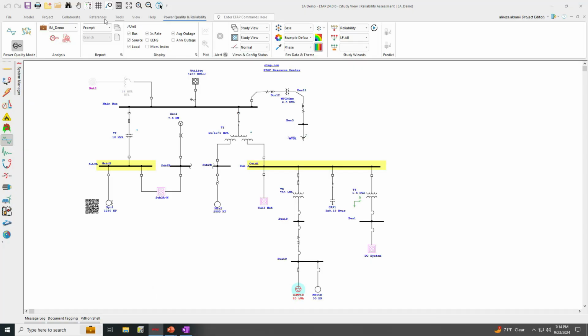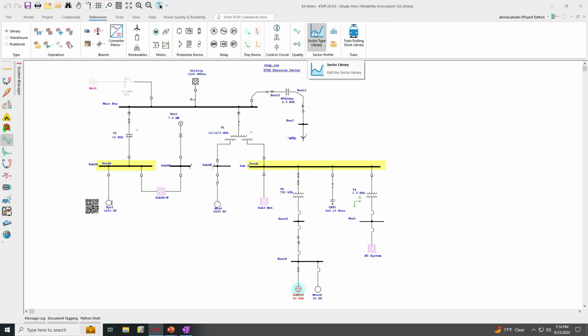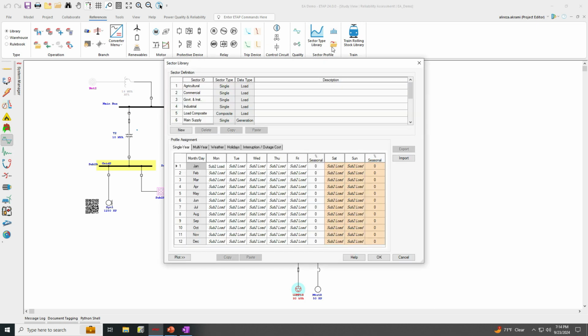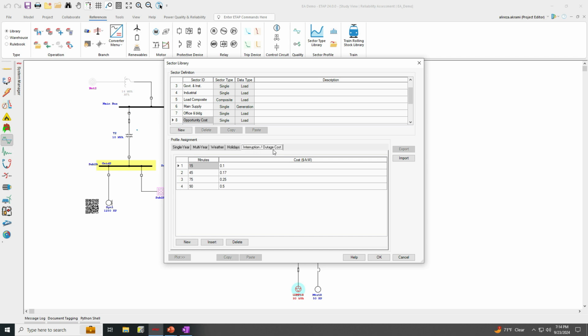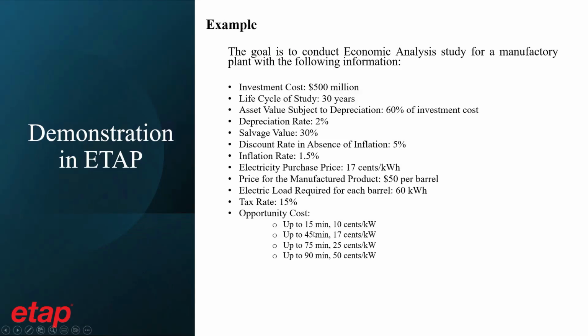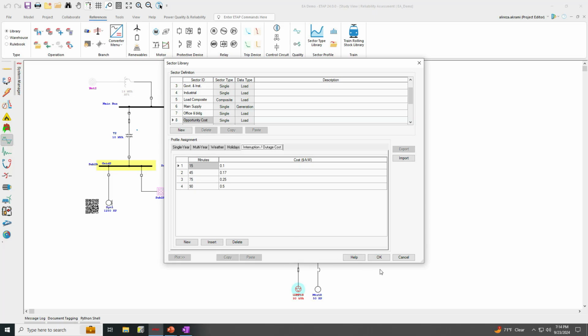I have already defined this in the sector type to save some time. So if you wish to define it as a new entry here, then you can hit new here to define a new sector, and then you go to the interruption outage cost to have it defined. So I have this opportunity cost here, which I have defined for the loads. And then in the interruption outage cost, I have defined it based on the values that are provided here.